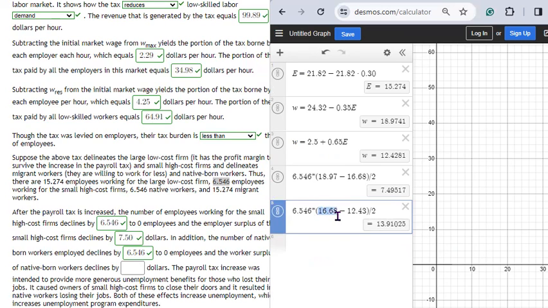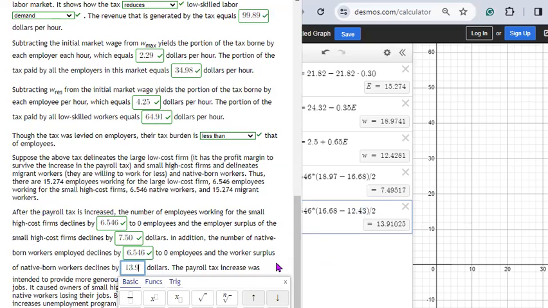So this right here is the original market wage, and this right here is the highest wage firms are willing to pay after the tax per hour to employees. And this is the reservation wage of the new marginal worker, the last worker hired when this payroll tax is imposed, right? And this worker surplus of native-born workers, that's 13.91, right? And again, if the number of employees is in terms of millions, this is $13.91 million per hour, right?